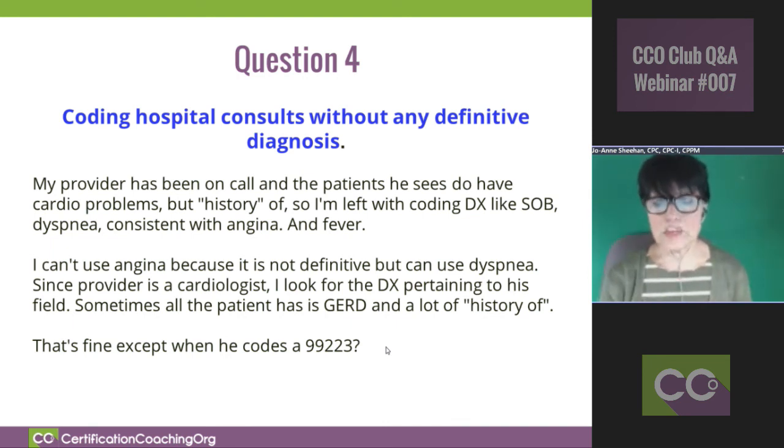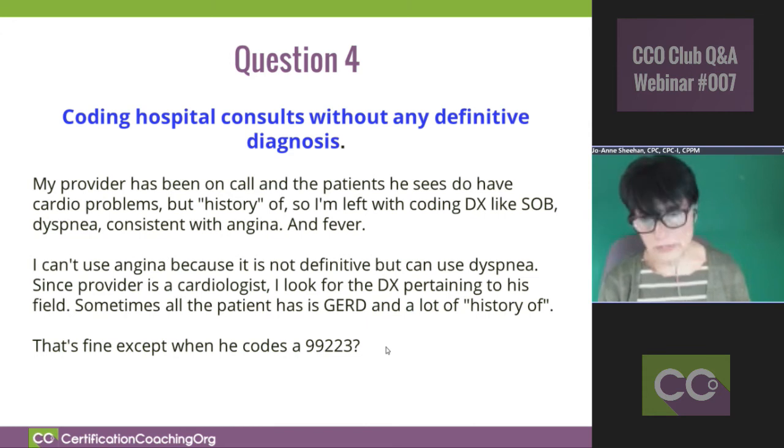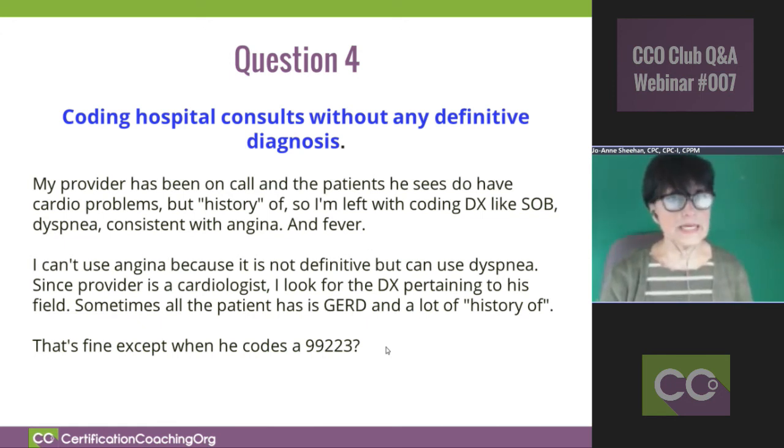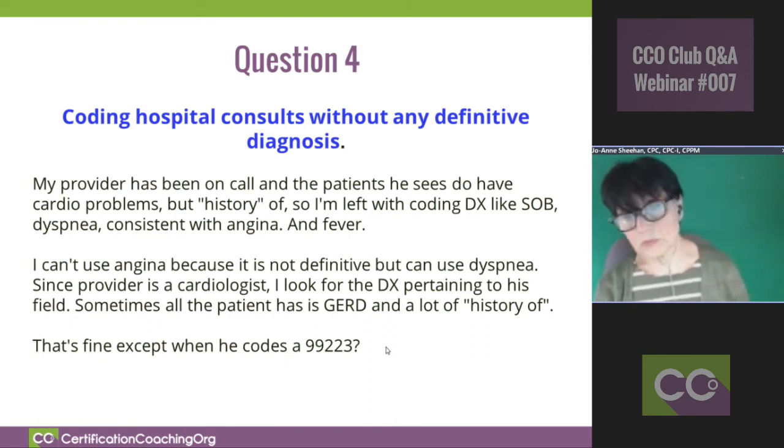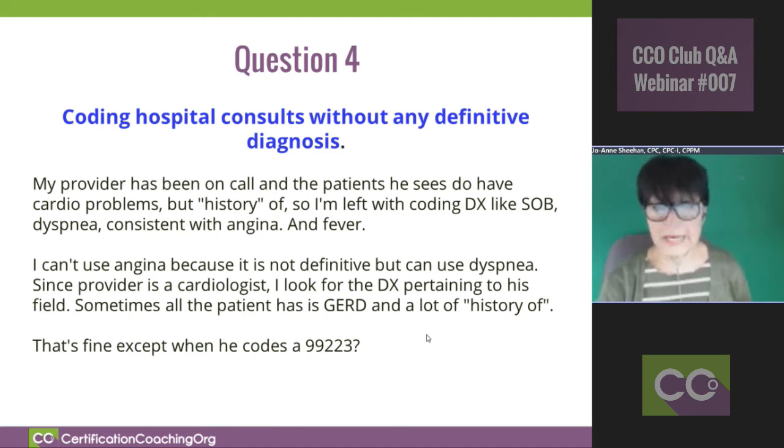Since the provider is a cardiologist, I look for diagnoses pertaining to his field, but sometimes all the patient has is GERD, which is esophageal reflux disorder, and a lot of history of. That's fine, except when he codes a 99223. Like I said, 99223 is an initial encounter in a hospital setting. So let's look at some of the guidelines and how they pertain to this particular question.